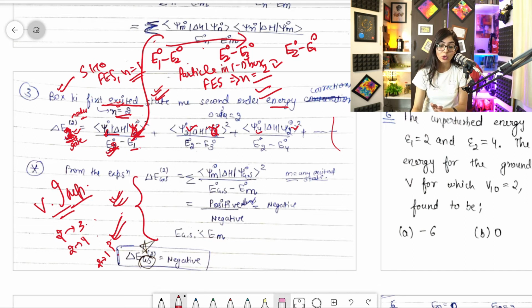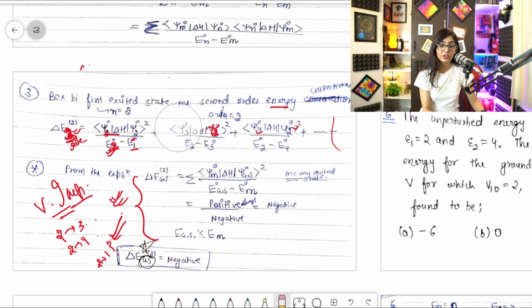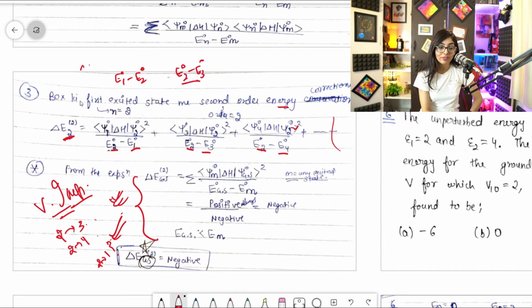Always think here that whatever state is given over here, you will write that first. Here the 2 state is given, 2 is asked, so you will write 2 minus 1, 2 minus 3, 2 minus 4. Don't consider it as E1 naught minus E2 naught; you will write it like this, and then E2 naught minus E3 naught. Whatever state is asked or mentioned over here, you will write that first.